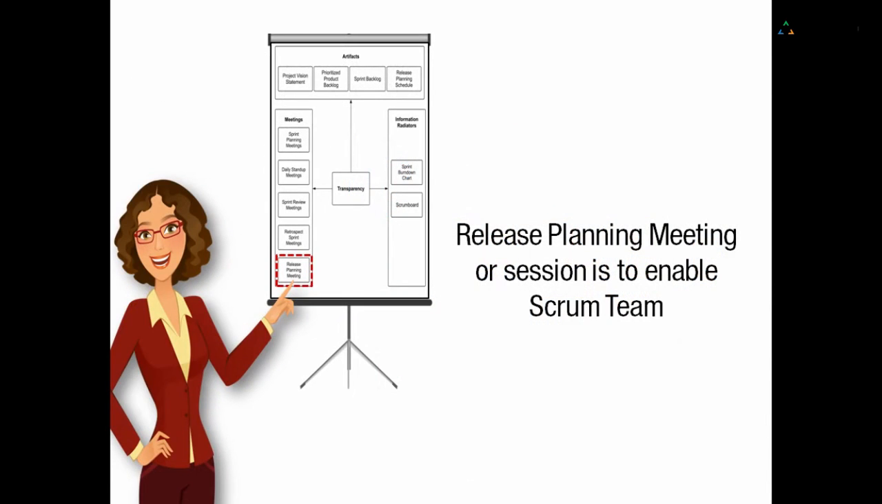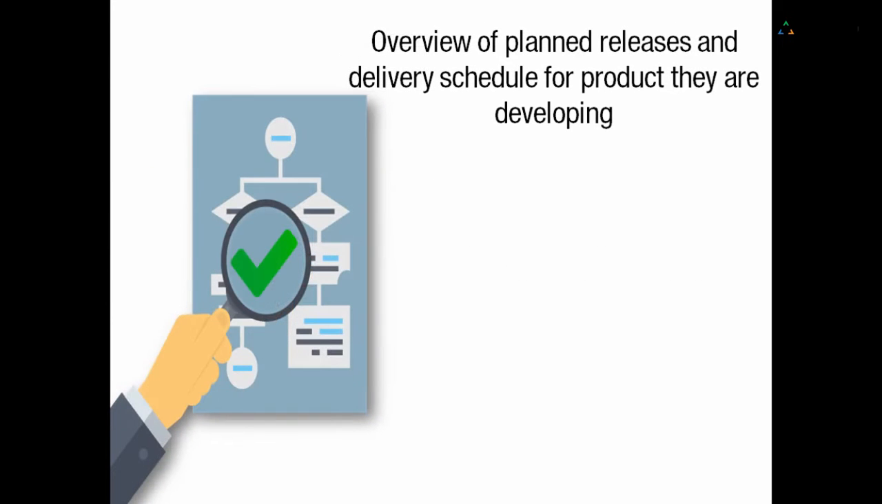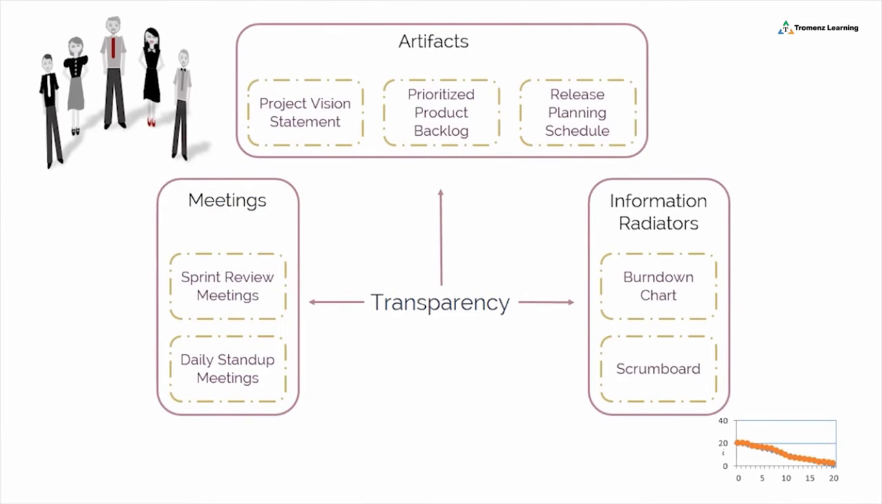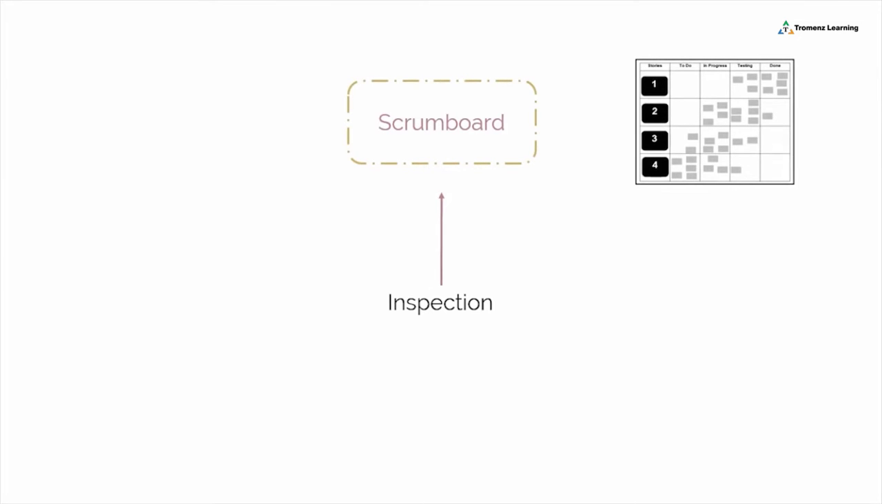And a release planning meeting or session is to enable the Scrum team to have an overview of the planned releases and delivery schedule for the product they are developing. The next characteristic of empirical process control is inspection. Let's have a look at the displayed diagram which summarizes the concept of inspection in Scrum.